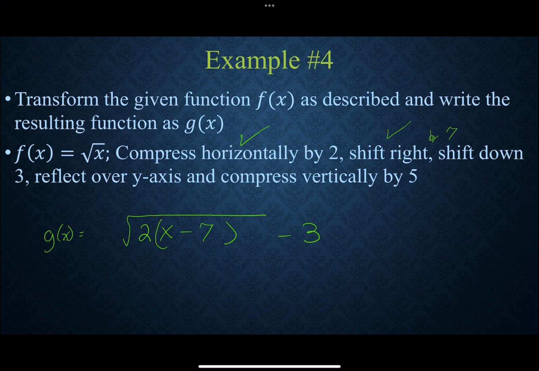Reflecting over the y-axis, so it's really a negative 2 then, because remember there are separate transformations. And then compressing vertically means it's a fraction on the outside, so it's 1/5 on the outside, compressing vertically by 5. And there we go.